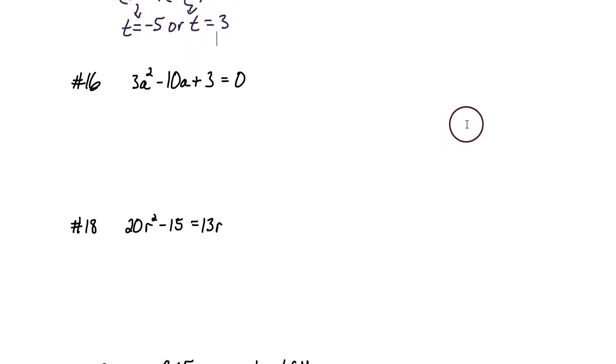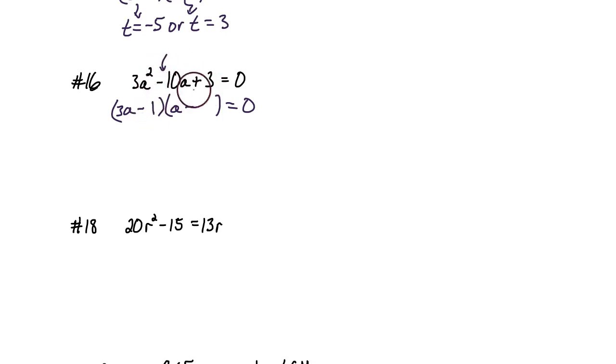Number 16, let's factor. Binomial times a binomial using FOIL. 3a times a is the 3a squared. We need two numbers to multiply to positive 3. Because the middle's negative, they're both going to be negative. The only way to make positive 3 is with a 3 times a 1. But it matters where we put them, because we want the middle to turn out to be negative 10a.